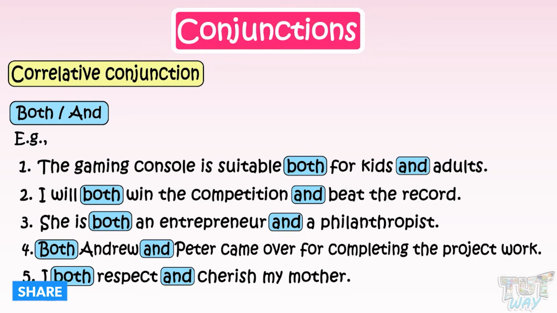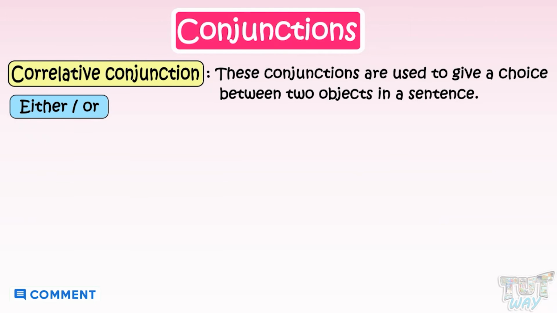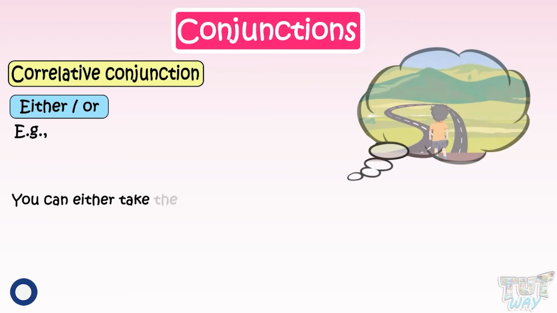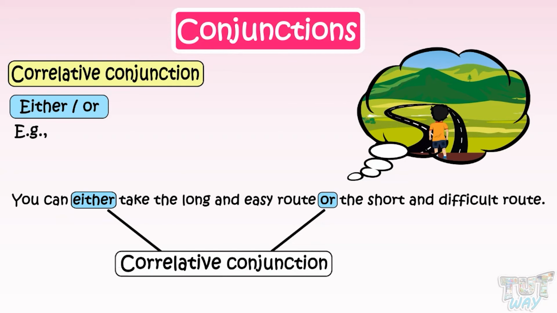Let's learn about the next correlative conjunction. Either or. These conjunctions are used to give a choice between two objects in a sentence. Example, you can either take the long and easy route or the short and difficult route. Here, a choice between two things is given. This is why we have used either or. Let's see some sentences in which either or are used.